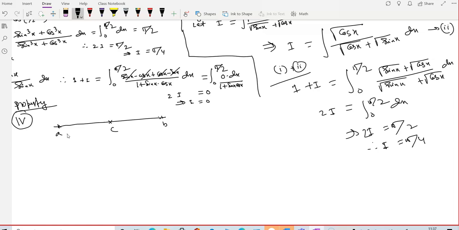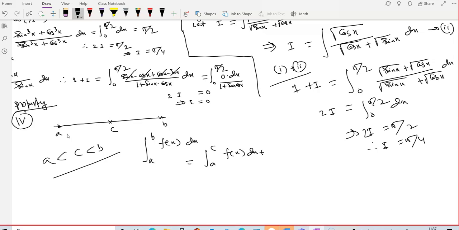So based on this, there is a property which is property 4, that the integral from a to b of f(x) dx, if c is a point in between a and b, is going to be the integral from a to c of f(x) dx plus the integral from c to b of f(x) dx. Okay. Now, see the application of it. Just a very good application is there.